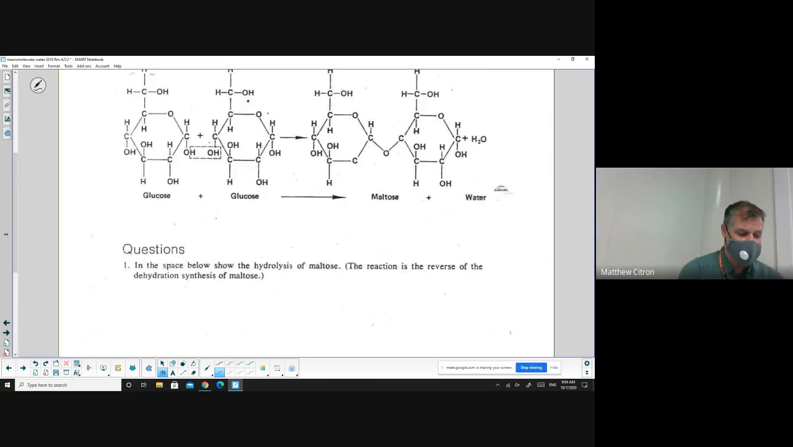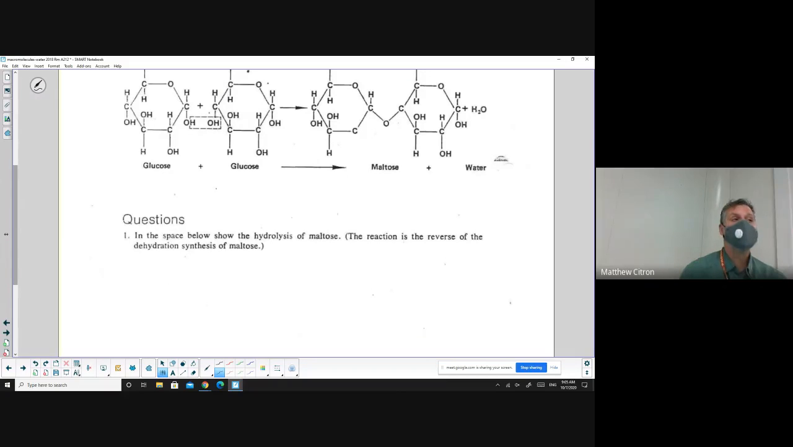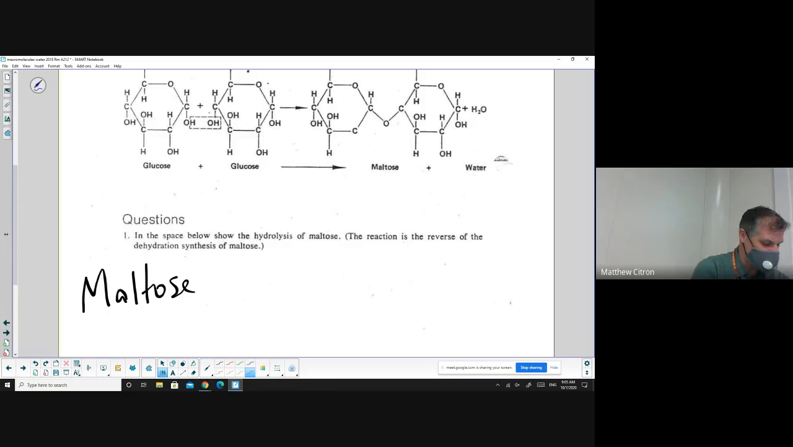Well, I know I can't do it with the pen on this tablet. It's not fine enough. So, you know what? I'm going to do it in words. You can do it in drawing. All right. So I'm going to do hydrolysis. So if I have a maltose and I want to hydrolysize it, what do I have to add?